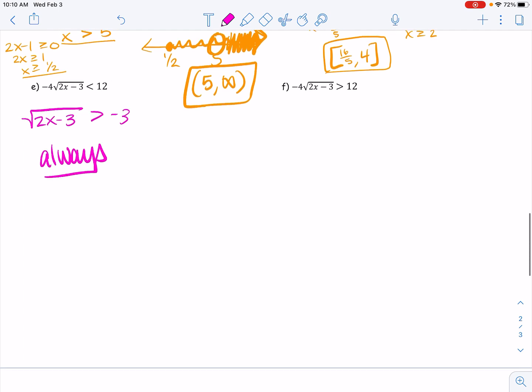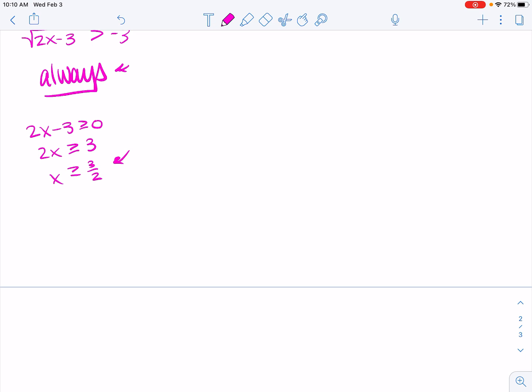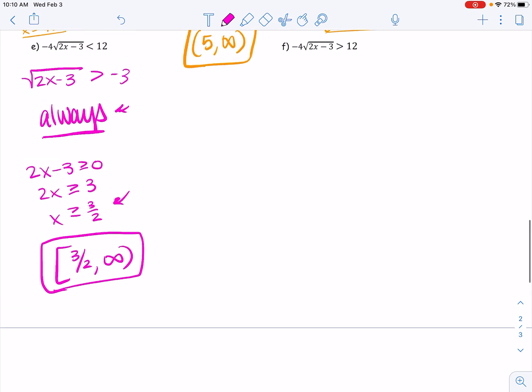But here's the kicker. We still need to incorporate that what's underneath that even root has to be greater than or equal to 0. So this is always, and this is x is greater than or equal to 3/2, then that means my answer is 3/2 to infinity. Okay? You can't just get here and stop, because this still needs to be greater than or equal to 0, because if that was a negative, then it wouldn't be a real solution. So you got to think about that, okay?